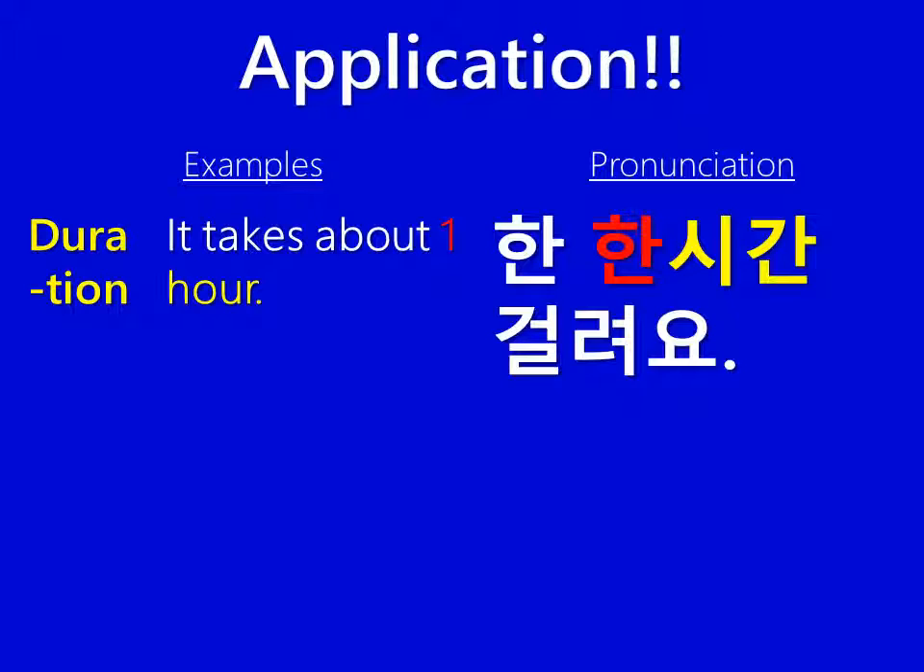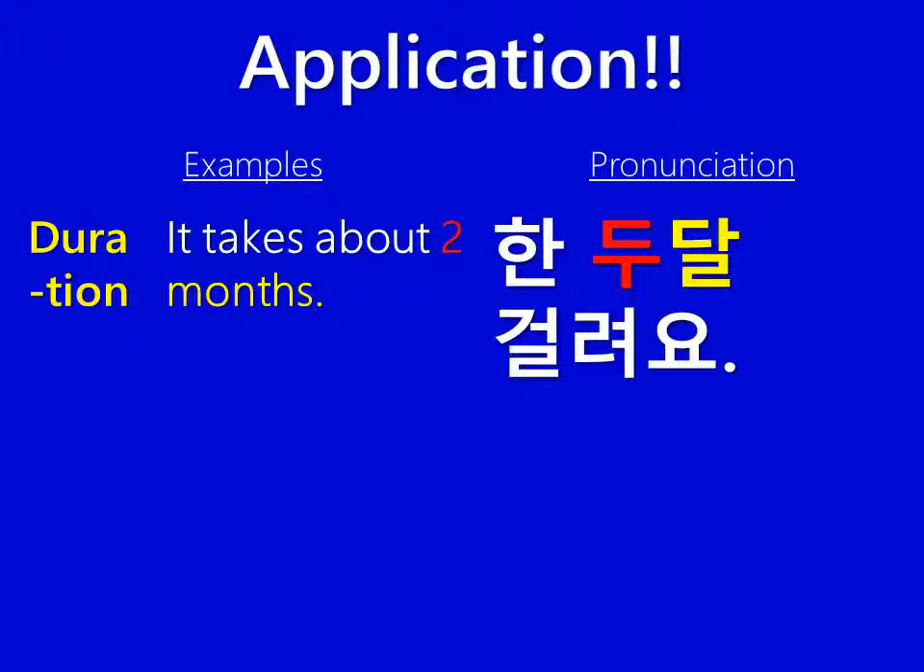And duration, once again, for hour, you say native Korean number system. It takes about an hour. 한 시간 걸려요. About 1시간, 1 hour, 걸려요, it takes. 한 시간 걸려요. It takes about 2 months. For months as well, you use native Korean words. So 한 2달 걸려요. 달 means month. 2달 걸려요. 한 2달 걸려요.